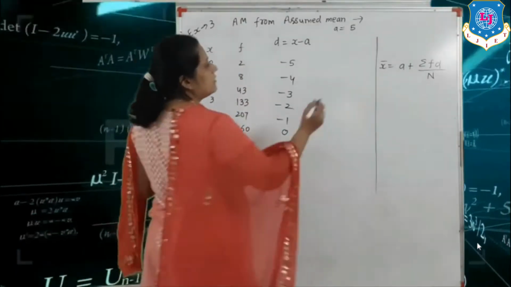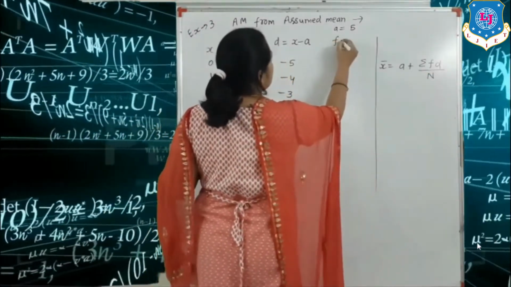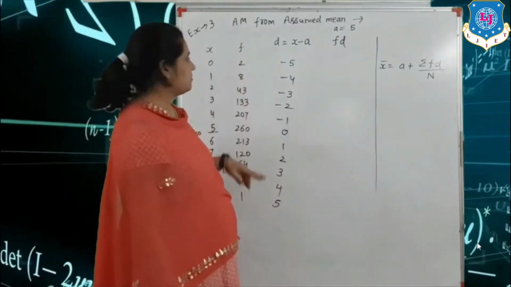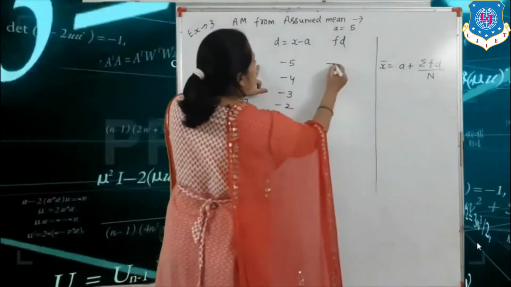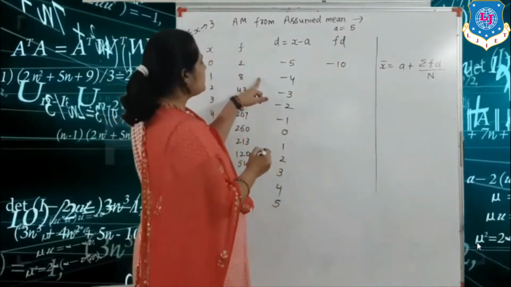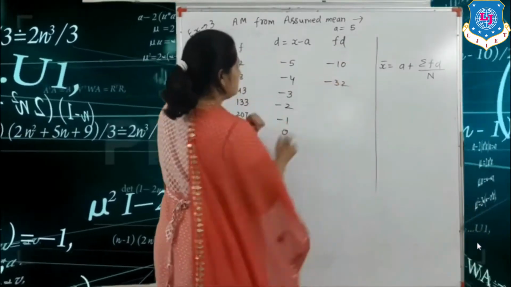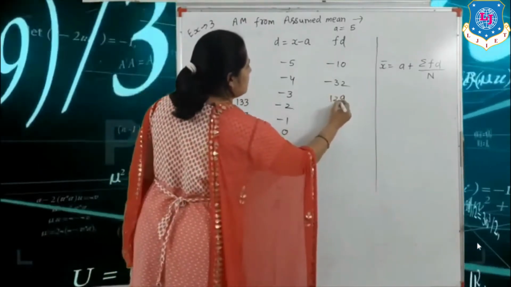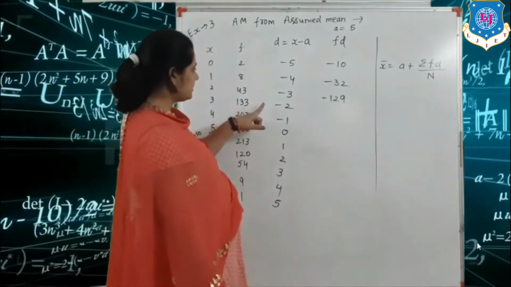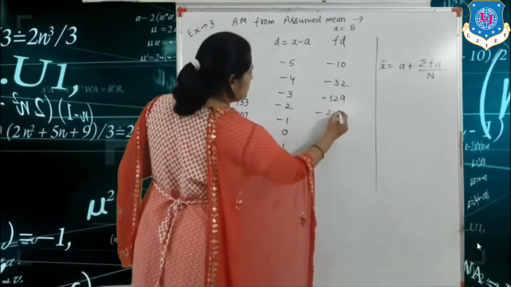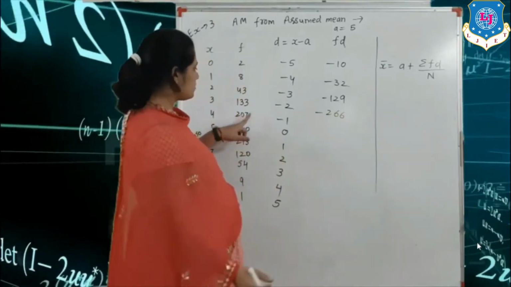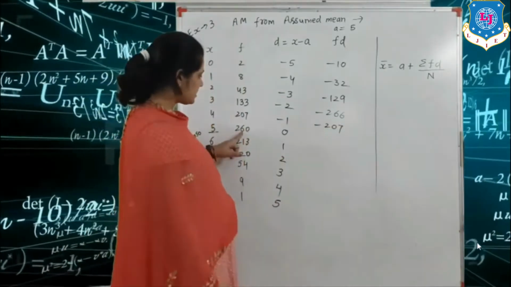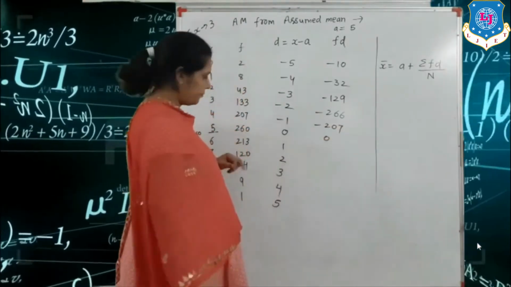Next is the column of fd according to our formula. So this is your f column and this is your d column. So 2 into minus 5 is minus 10. 8 into minus 4 is minus 32. 43 into minus 3 is minus 129. 133 into minus 2 is minus 266. 207 into minus 1 is minus 207. Got it? 260 into 0 is 0.